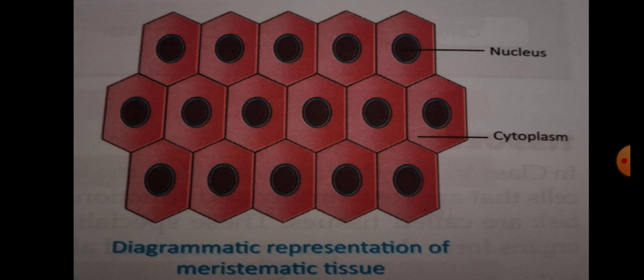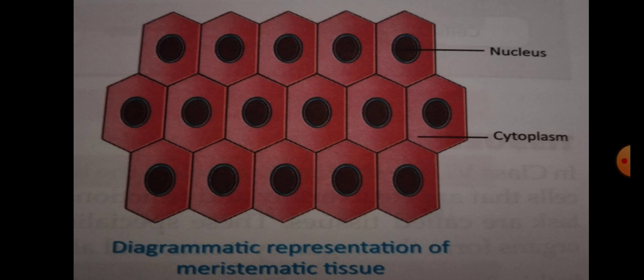The new cells thus formed are small box-like structures. They contain a large number of tiny vacuoles and a large nucleus. Sometimes these vacuoles may be absent. These tissues are responsible for the growth of the plant.